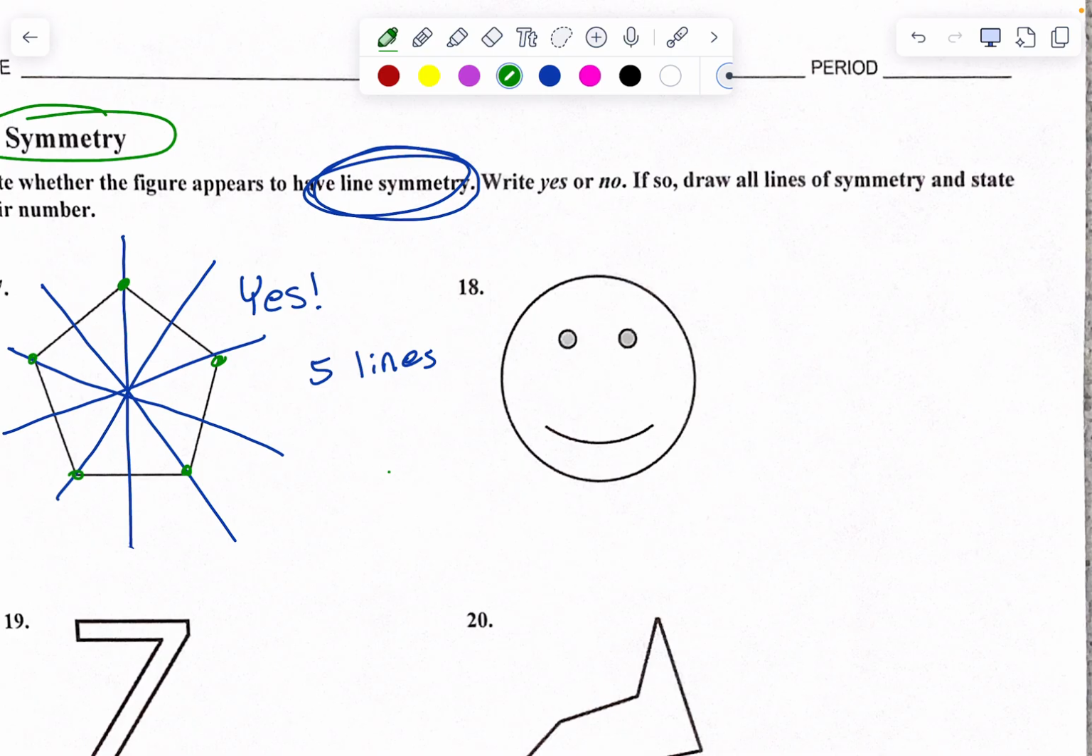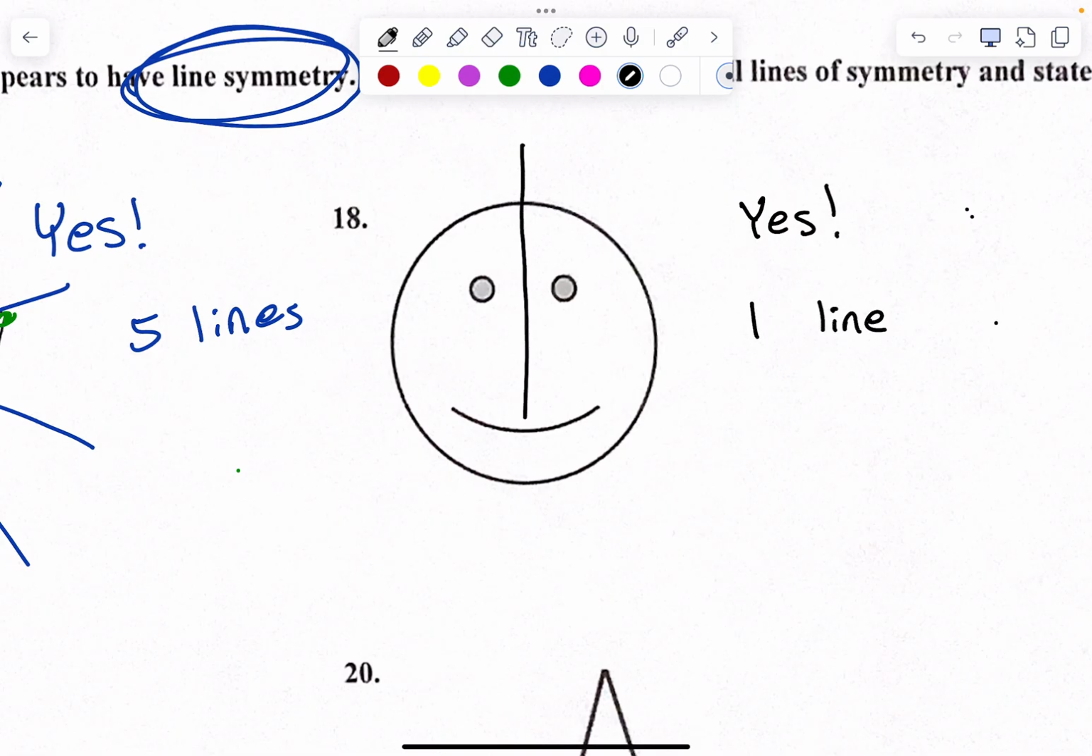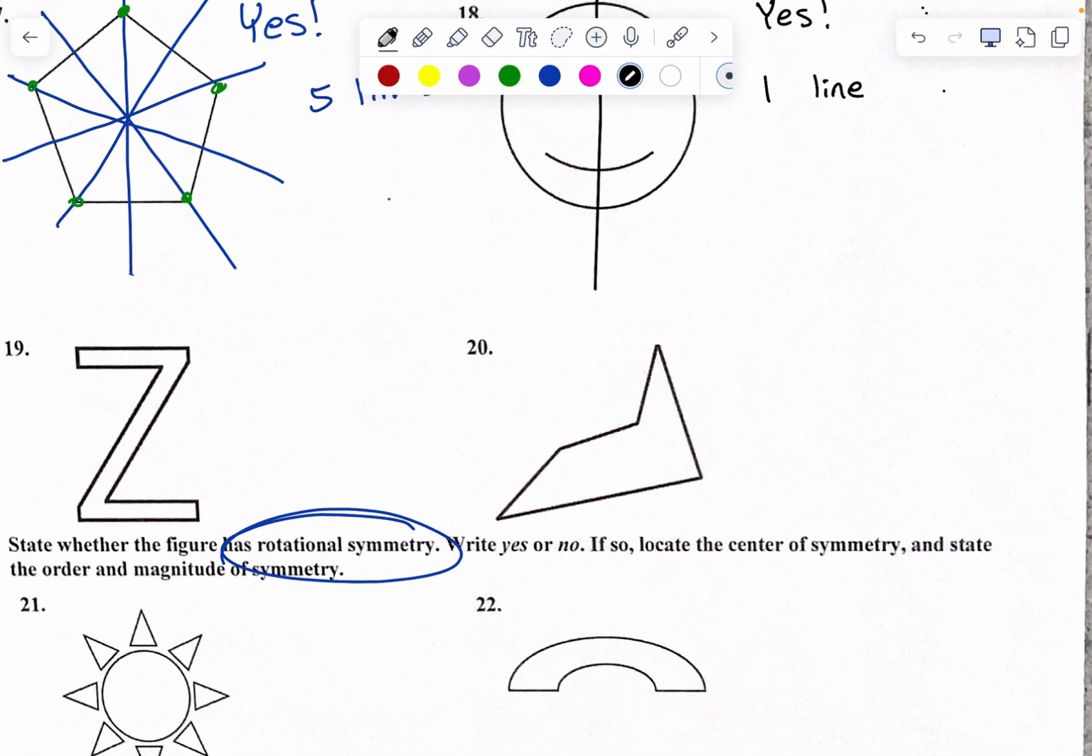This is drawing. This guy only has 1. Yeah. Number 18, because he has eyeballs and a mouth. He is a yes, though, but he only has 1 line. And it is right down the middle. Something like that. Oh, that was not down the middle. I know. Mine wasn't either. He's a little curvy, but that's okay. Okay, good? 19. Yes. Does he have a line of symmetry?